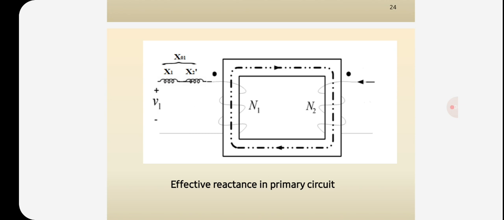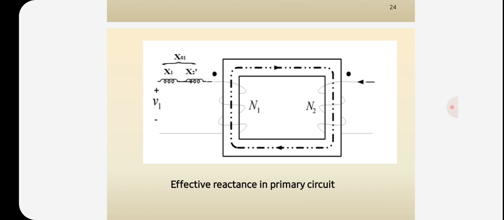Same as referred to the secondary side, when the primary leakage reactance X1 is transferred to the secondary, it is multiplied by K square, then it is known as equivalent primary reactance referred to secondary and is denoted by X1 dash. So equivalent primary leakage reactance referred to the secondary, X1 dash, is equal to K square X1. So when the primary reactance is transferred to the secondary side, then the primary has no reactance.